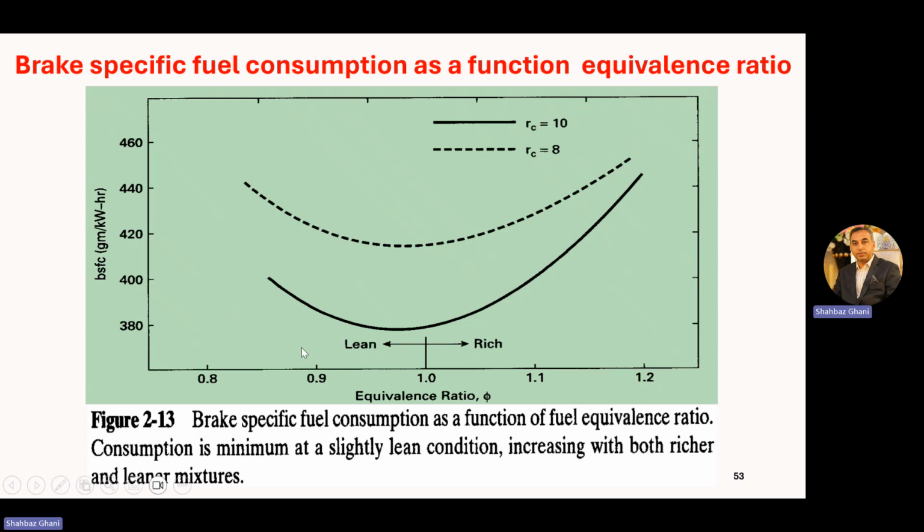In a lean condition, we have more air and less fuel. In this portion, we have less air and more fuel. So for both engines, with compression ratios of 10 and 8, the brake specific fuel consumption with respect to the equivalence ratio phi will be like this.